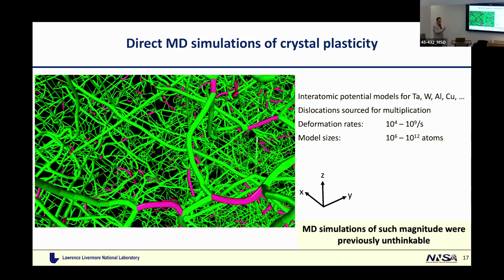And again, these simulations of that magnitude were unthinkable previously, but they are becoming quite routine, certainly at Lawrence Livermore. And you can sort of see how these dislocations behave, how they move. This is a static picture, but you can look at the structure of this network, what it consists of. So you can glean a lot of information when you run the simulations and analyze them.